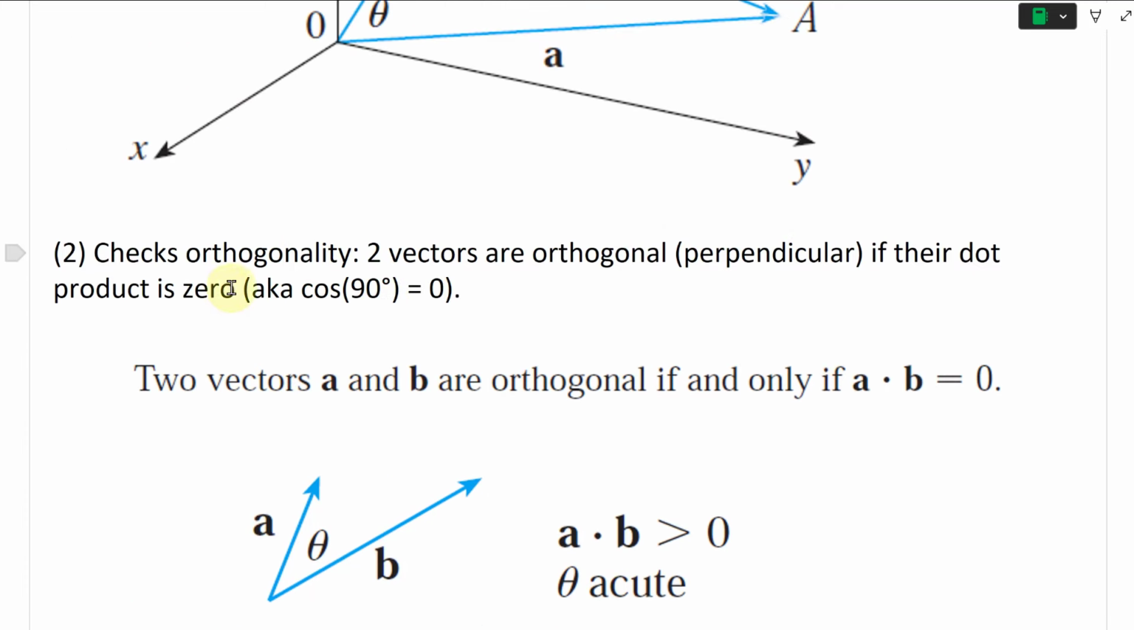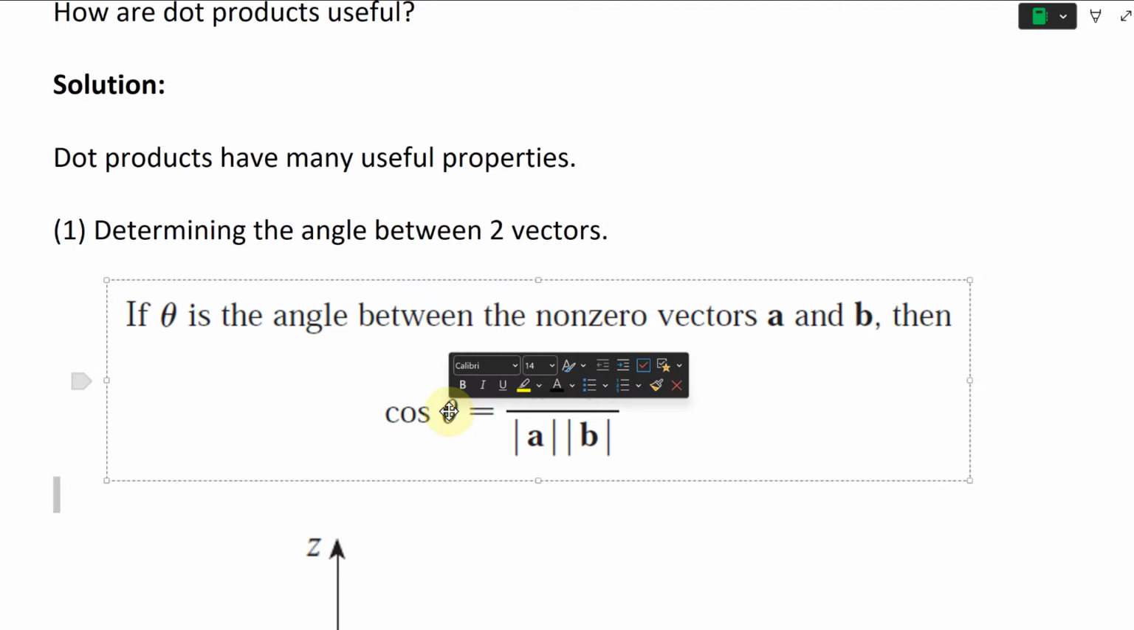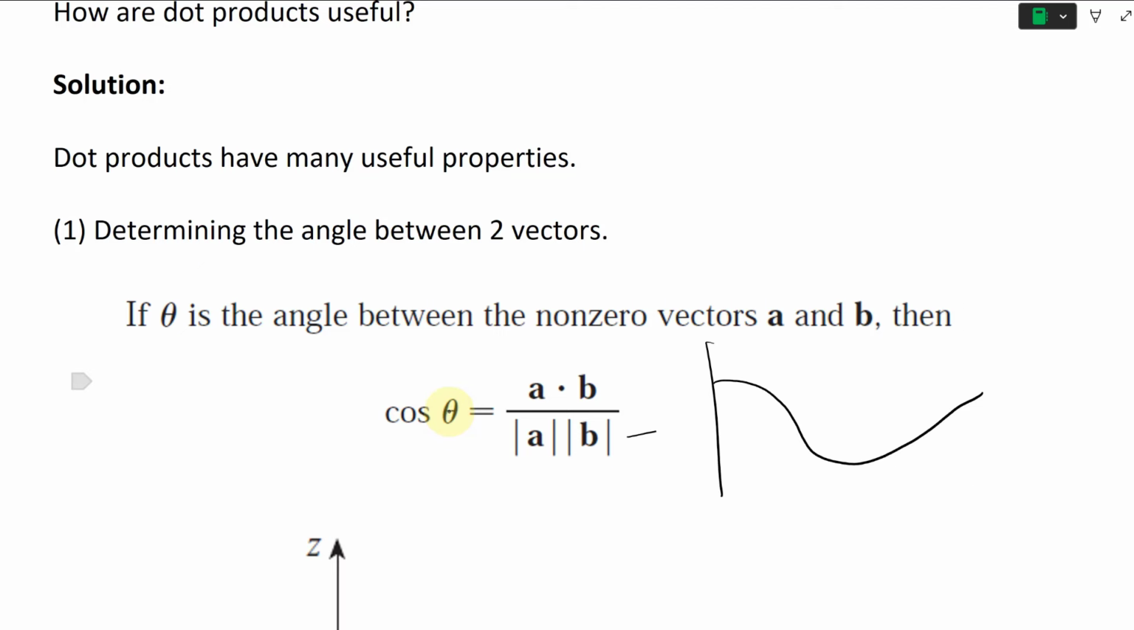And here what I just added quickly is also here: two vectors are orthogonal or perpendicular if their dot product is 0, aka cosine 90 degrees is equal to 0. And you could see from over here, cosine theta. So if theta is 90 degrees, if you recall how it looks, this is the graph of cosine. So this is at 90 degrees, or pi over 2, where cosine is 0. So that means this is 0.